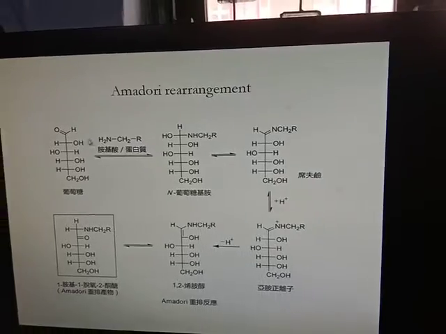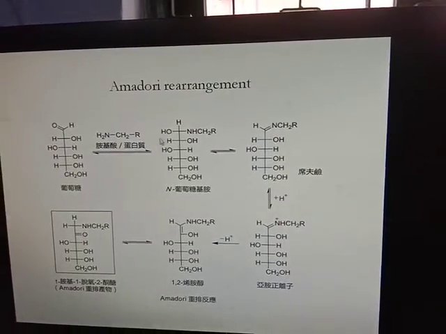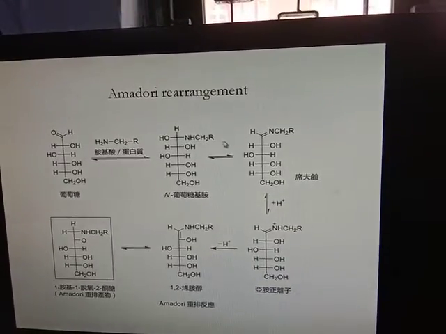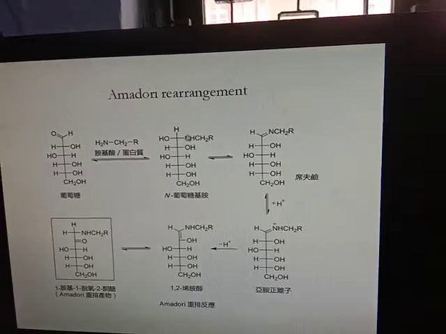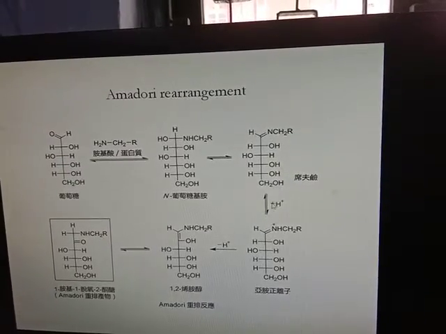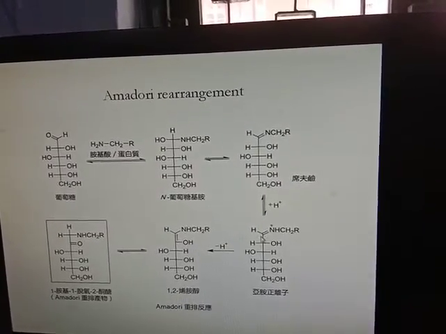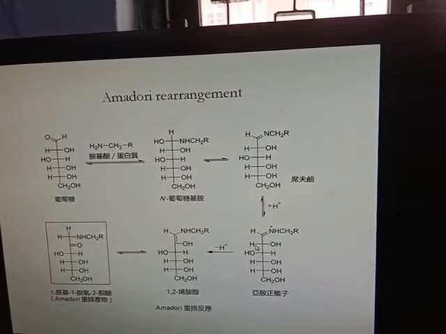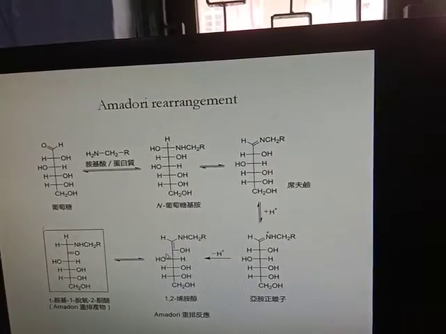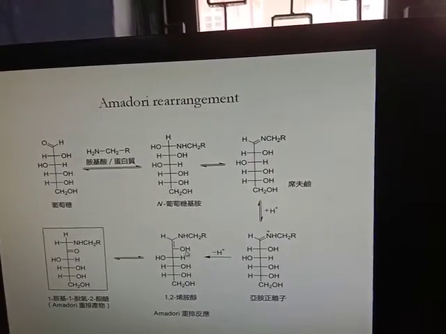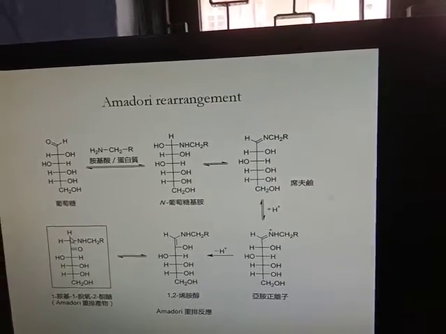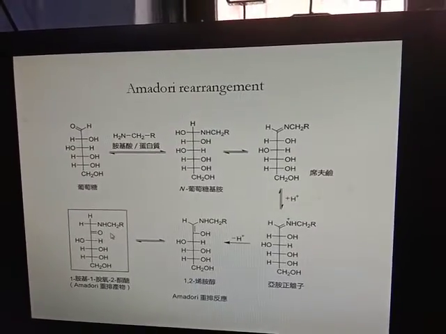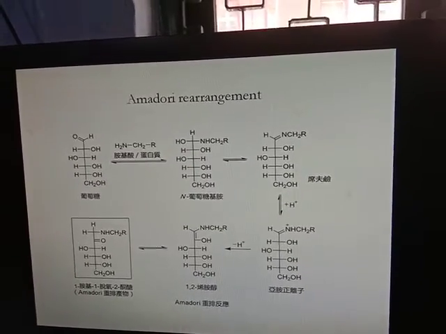So the aldehyde group with the amino acid binds to the first carbon and hydrogen is added to the aldehyde group. Then a water molecule is removed from the first carbon to form a double bond. Then hydrogen is again added here. Then hydrogen is removed from the second carbon to form a double bond, and then again hydrogen is shuffled from the second carbon's OH group to the first carbon to form the ketoamine sugar. So the aldehyde sugar forms the ketoamine sugar.